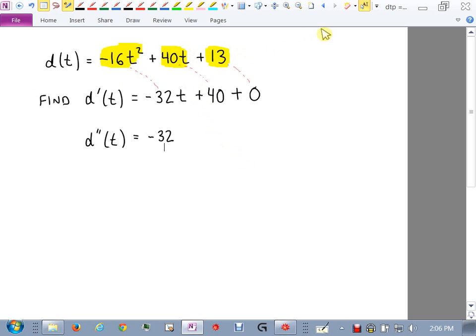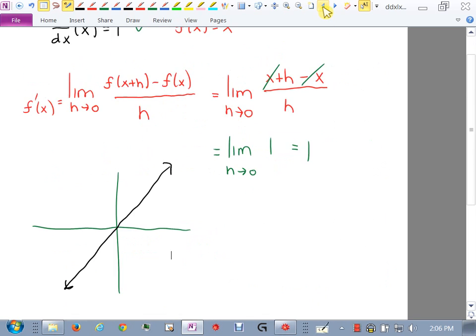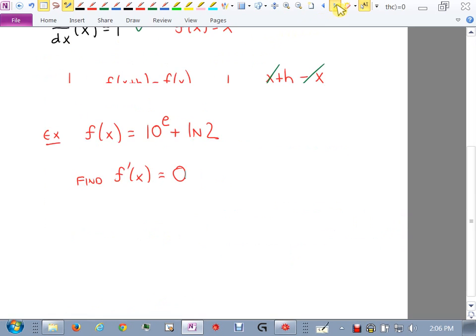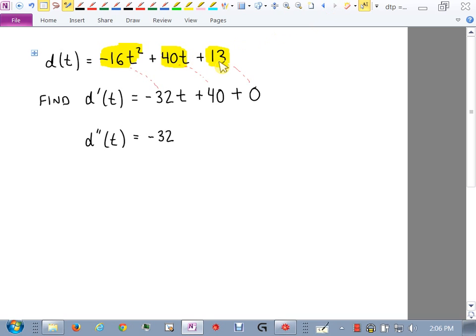Now, believe it or not, this is the problem I started today with. Remember this? I said if I give you a number v naught and d naught, d naught was where I was going to hold the object up, and v naught was the initial velocity. So what I just did was I plugged in for height 13 feet. So I'm holding this thing 13 feet off the ground. I'm going to launch it straight up at 40 feet per second. It's going to go up, it's going to come back down, and that'd be it.